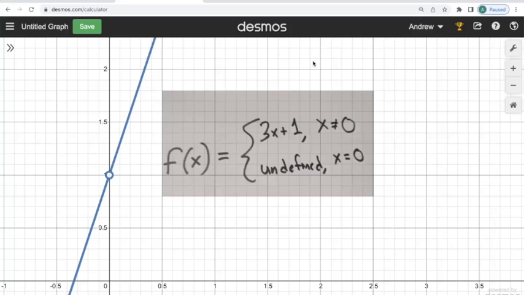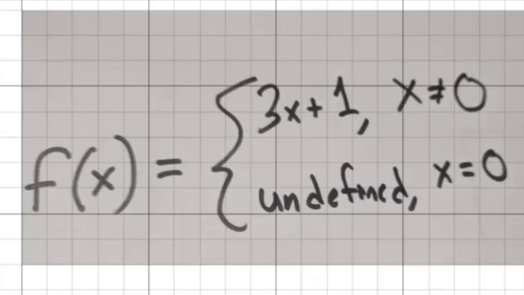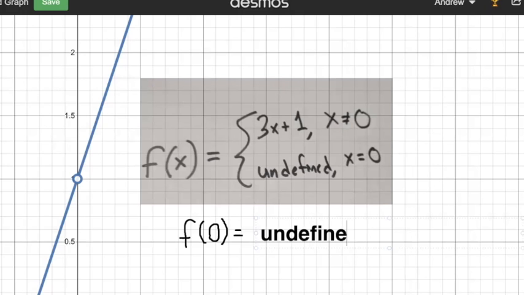Let's look at one more. So let's look at f of x, which is going to be equal to 3x plus 1 if x is not equal to 0, but it's undefined if x is equal to 0. So what is f of 0? f of 0 is undefined. It says so right in the formula.